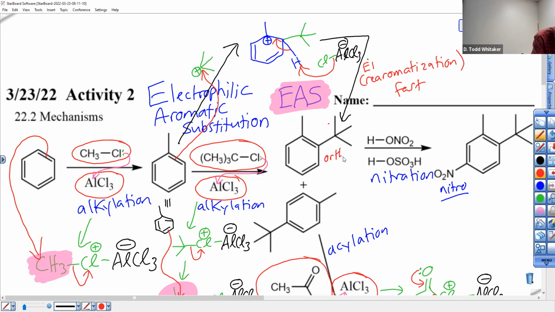Ortho will be minor. Para will be major, for reasons of steric hindrance. The tert-butyl group starts bumping into the methyl if you put it ortho, or as it's approaching, it's getting close to bumping into the methyl. No such problem in the para position. Let's do the para mechanism, shall we?